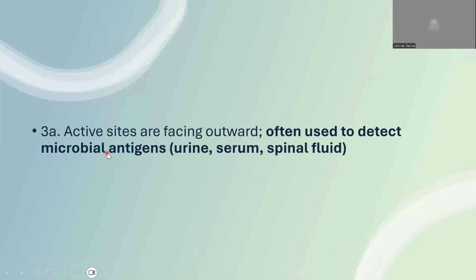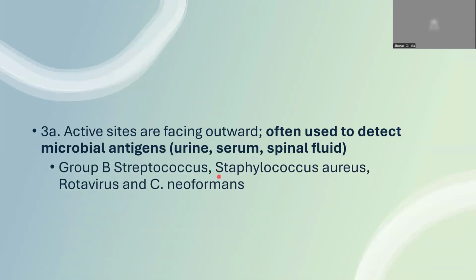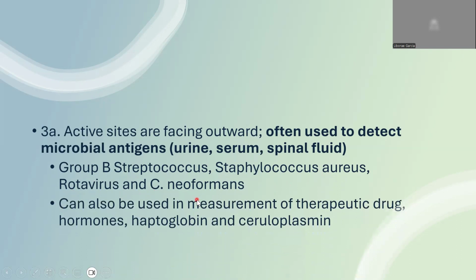Next, a type of your passive latex agglutination wherein you're looking for the antigens and not the antibodies. So you call that your reverse passive latex agglutination. Okay? So this may be used to detect group B Streptococcus, Staphylococcus aureus, rotavirus, and Cryptococcus neoformans. It can also be used in measurement of therapeutic drug, hormones, haptoglobin, and ceruloplasmin.